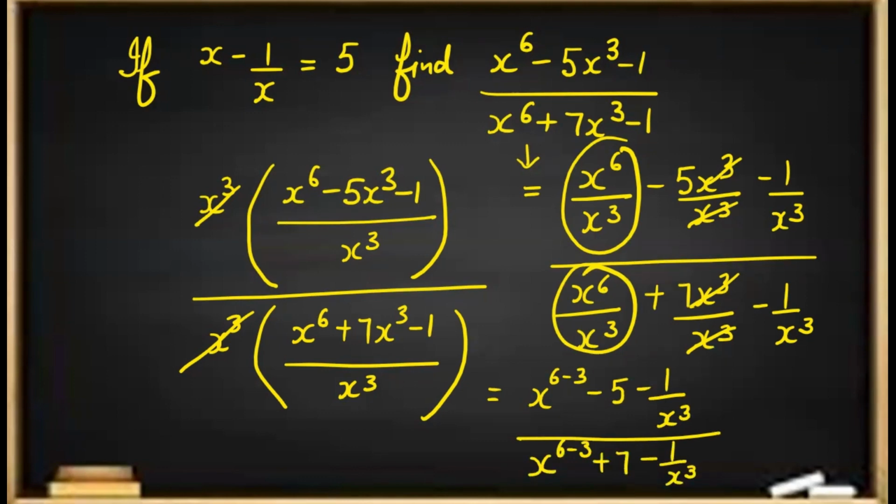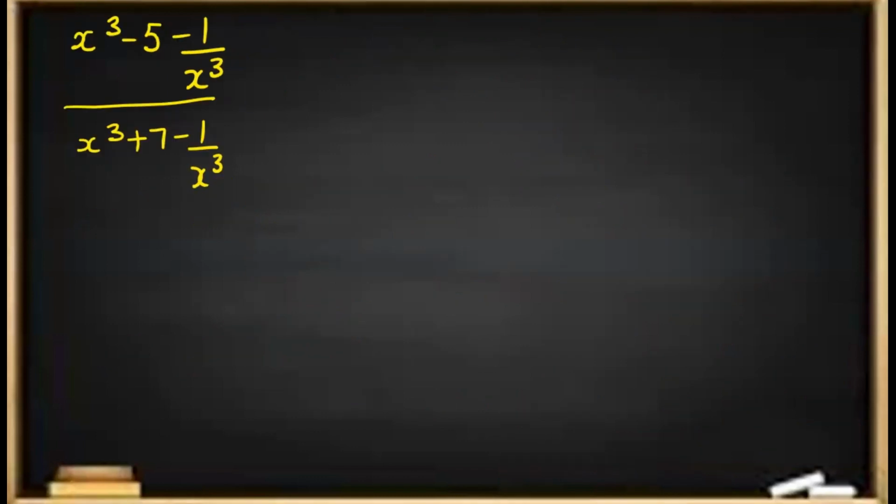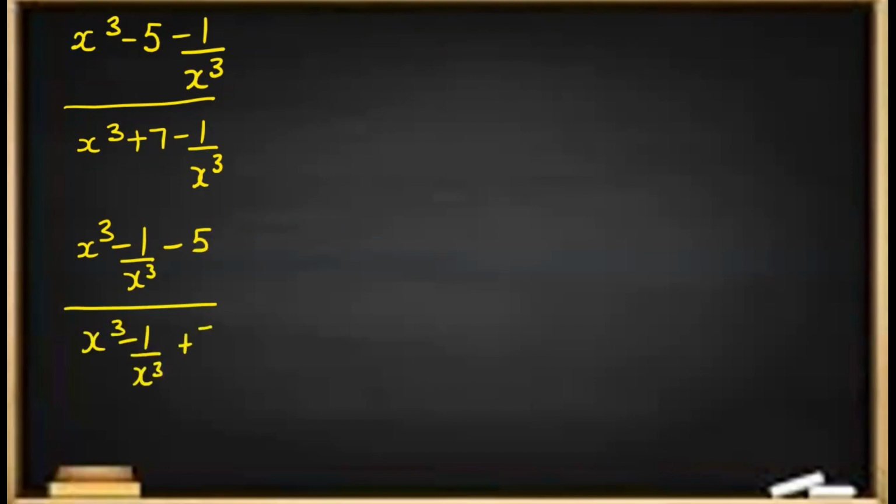x cube. If you already know how to take common x cube directly and get this answer here, you can continue with that, which is equals to x raised to power 3 minus 5 minus 1 by x cube divided by x cube plus 7 minus 1 by x cube. Now, since we have got this equation, we have to rearrange: x cube minus 1 by x cube minus 5 divided by x cube minus 1 by x cube plus 7.